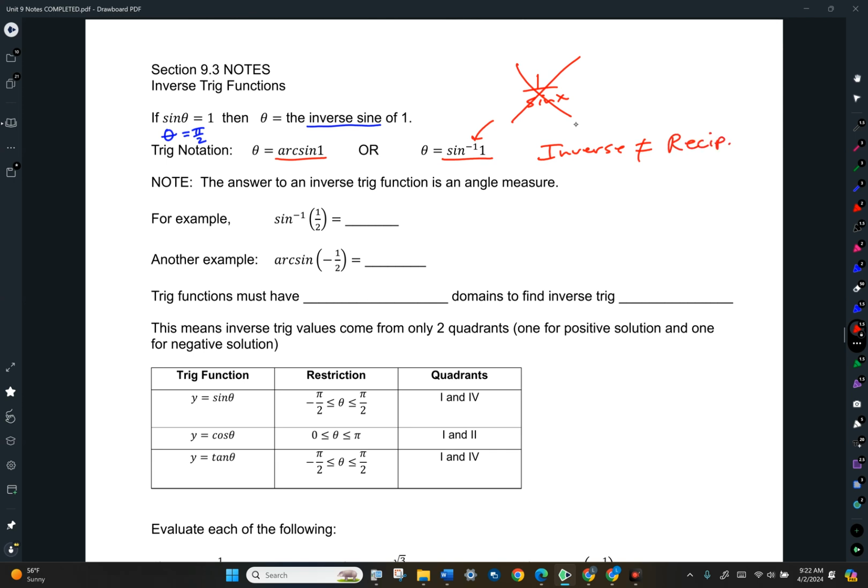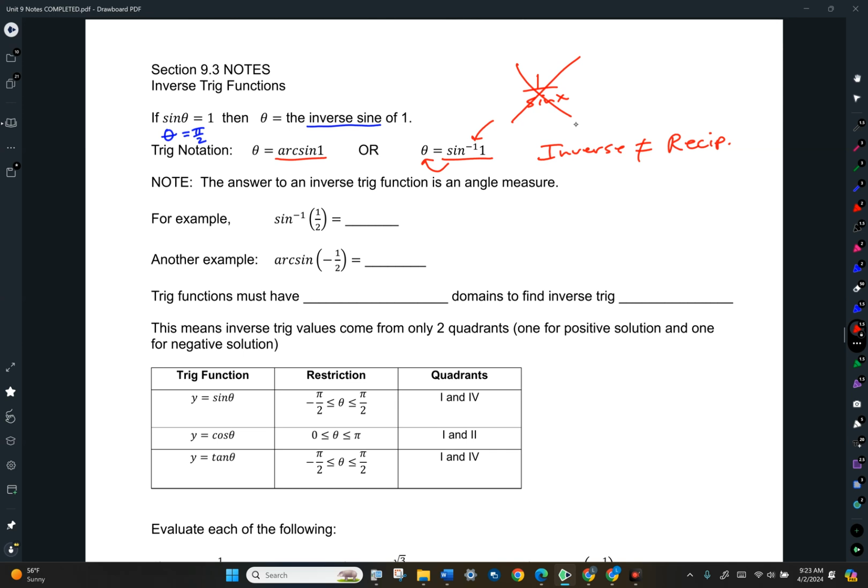So how do I know, when I see a -1, if it means inverse or if it means reciprocal? Well, it's going to be the context of the problem. If it's written like this on a trig function, it's going to mean inverse, not reciprocal. So it'll never be difficult to know. All right, so the answer to an inverse trig function is always an angle measure. Why? Because you're going backwards, right? Because the inverse equals the angle.